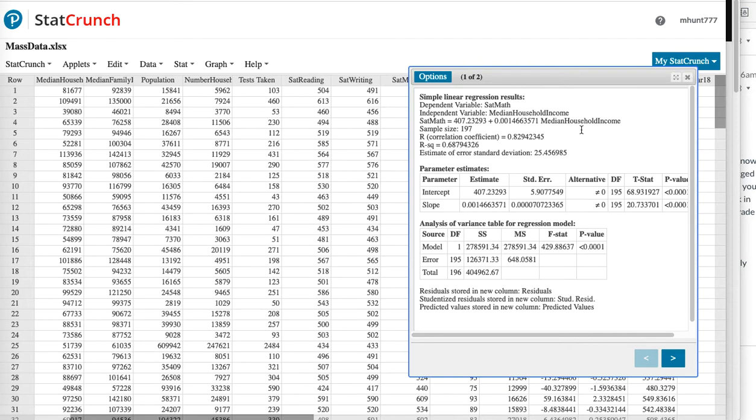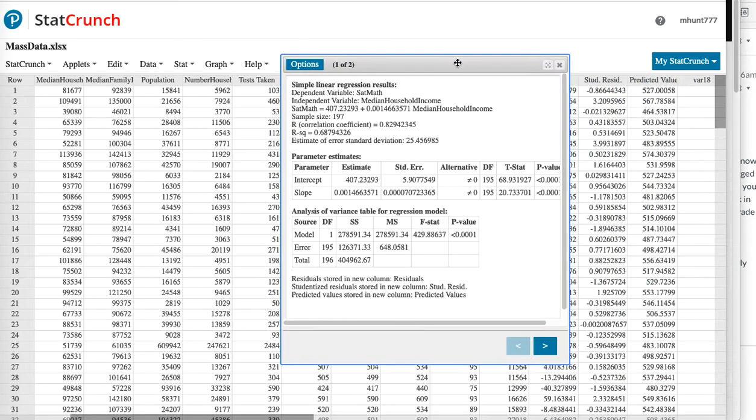So here we have it. Here's the output. Let's first look at R squared, which is very large. It is rounded to 2 decimal places, 0.69, which says that the independent variable, median family household income, explains about 69% of the variability in average math SAT scores, and that's big.